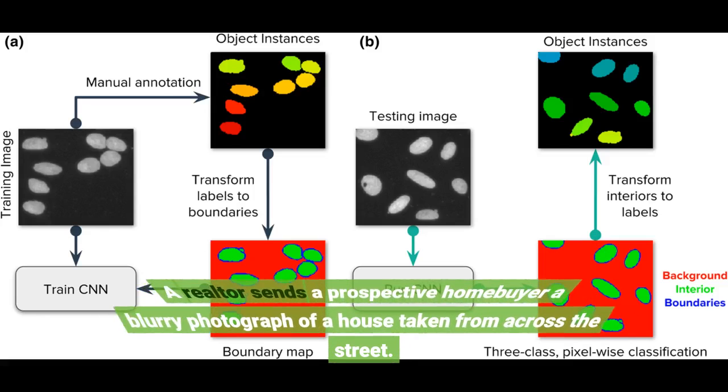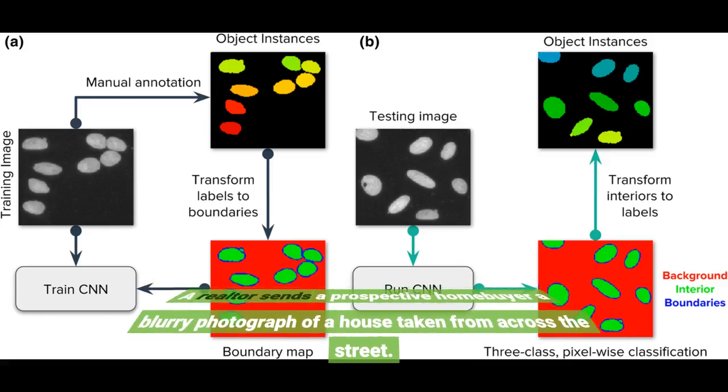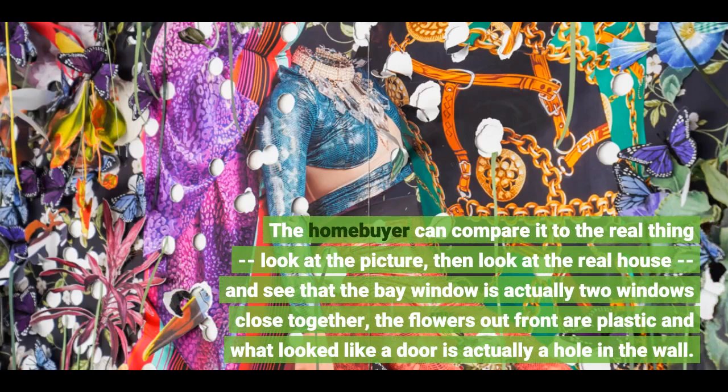A realtor sends a prospective homebuyer a blurry photograph of a house taken from across the street. The homebuyer can compare it to the real thing, look at the picture, then look at the real house, and see that the bay window is actually two windows close together, the flowers out front are plastic, and what looked like a door is actually a hole in the wall.